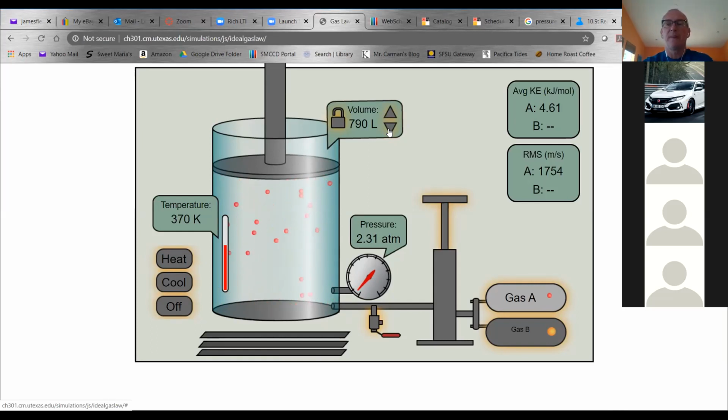Now notice the speed of the molecules has not changed, right? So let me just note that here. The molecules are exactly the same speed they were before, but the pressure's gone up. So why would that be?